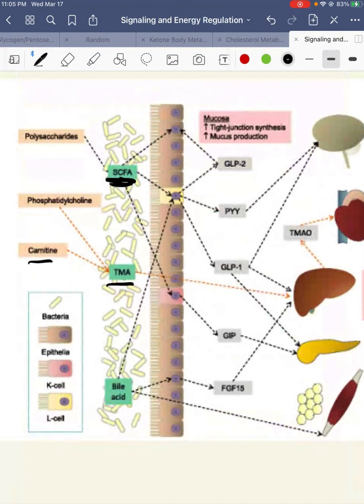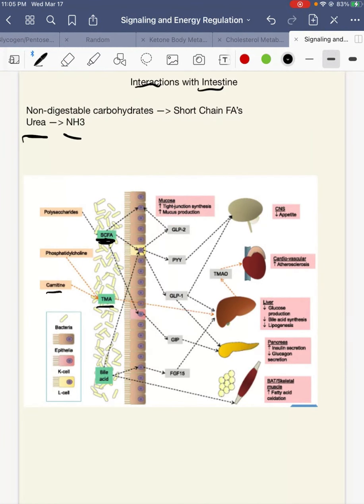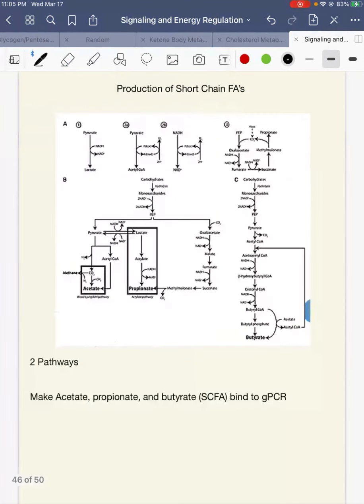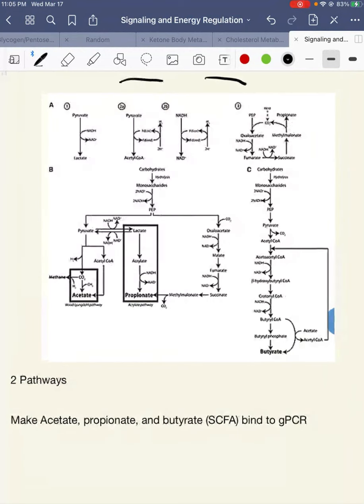Carnitine being converted to TMA, that can also be exchanged between the gut microbiome and the intestines. Okay, production of short chain fatty acids by the gut microbiome. The ones we'll talk about are acetate, propionate, and butyrate. Those are the short chain fatty acids, and they bind to G protein coupled receptors.